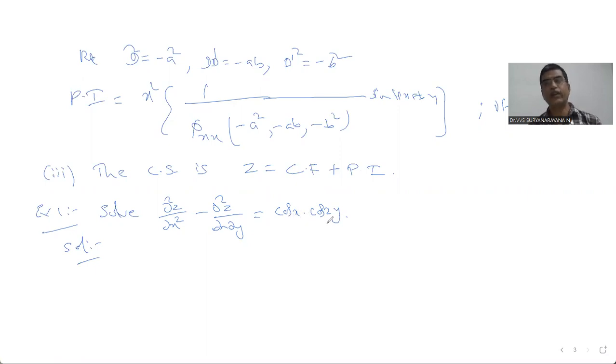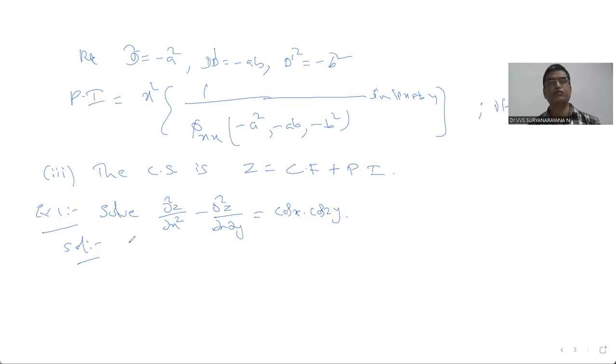So observe the right hand side function. This is not 0, so model number 1, video number 1 concept is not applicable. This is not an exponential function, so model number 2, video number 2 method is also not applicable. But instead of one sine or one cosine function, we have a product of two cosine functions. With the knowledge of trigonometry, we can express a product of two sines or two cosines, or one sine and one cosine, as a sum of sines and cosines. So we can express this cos x cos 2y as a sum of two cosines, and then we can apply this model.